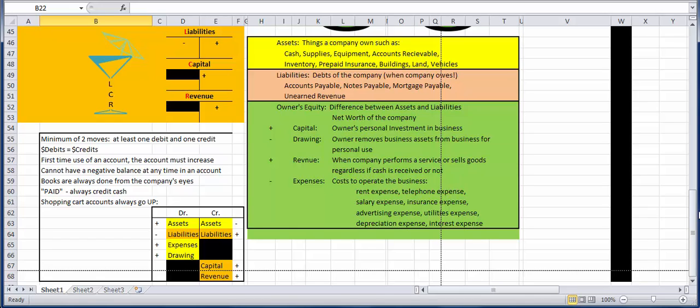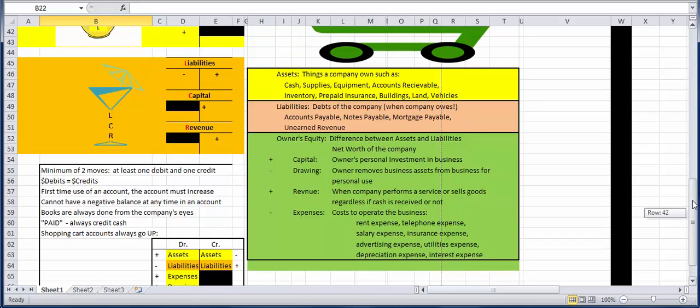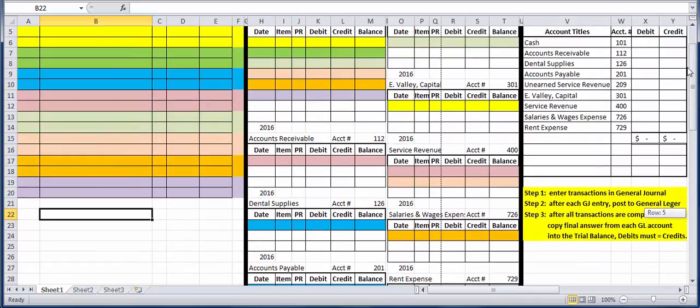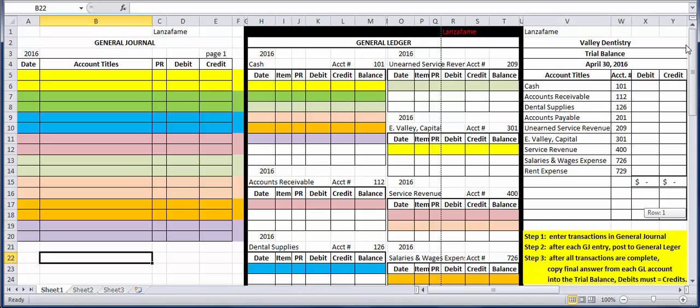And then I just rewrote the rules down below. Notice how assets can be debited or credited. Liabilities can be debited or credited. But expenses and drawing always get debited. Capital and revenue always get credited. So if you can remember those little rules, awesome. It's going to make our job real easy. So let's go ahead and start doing the transaction analysis.